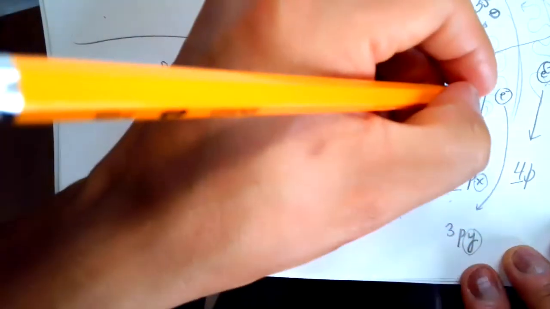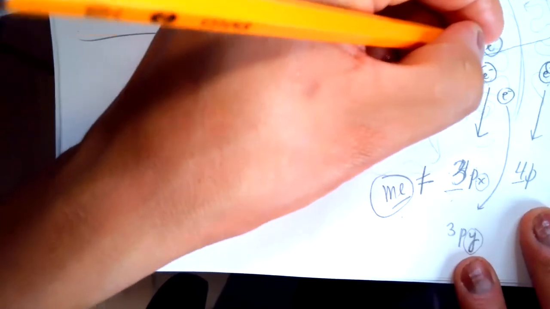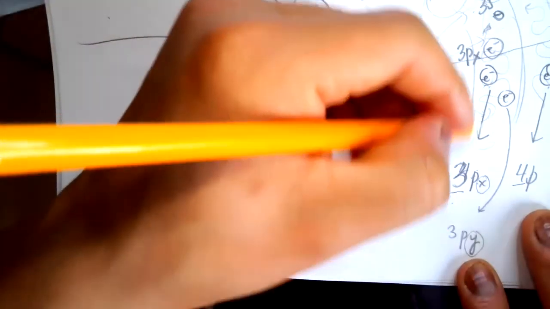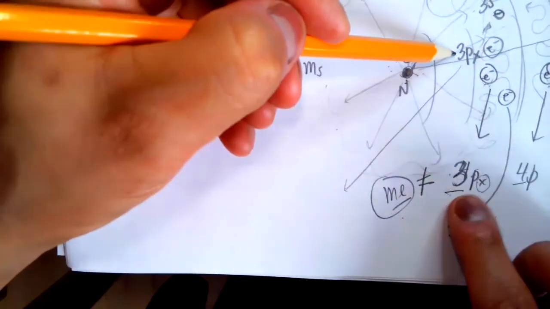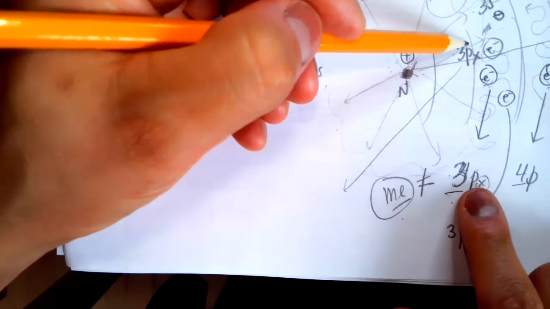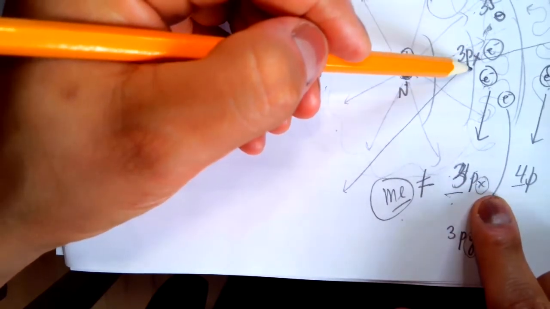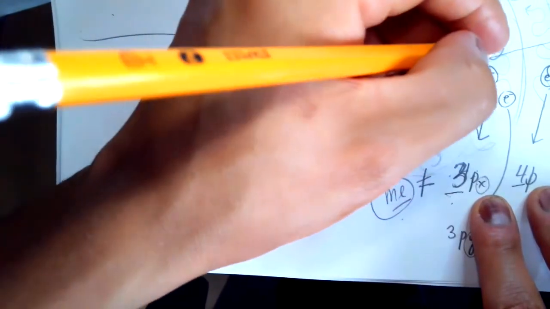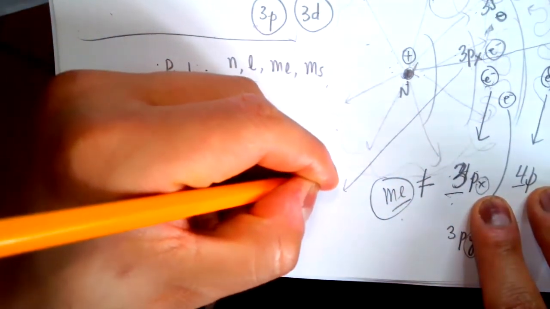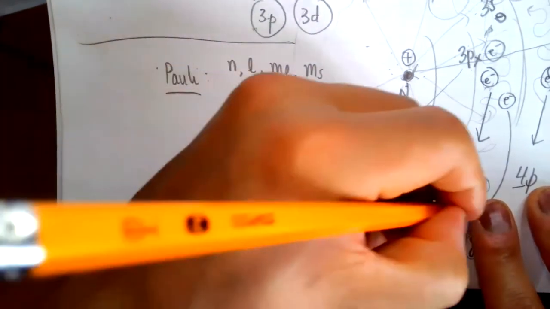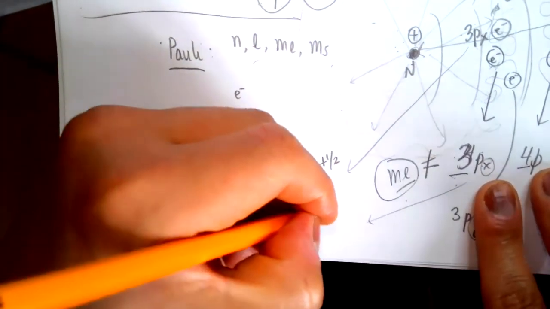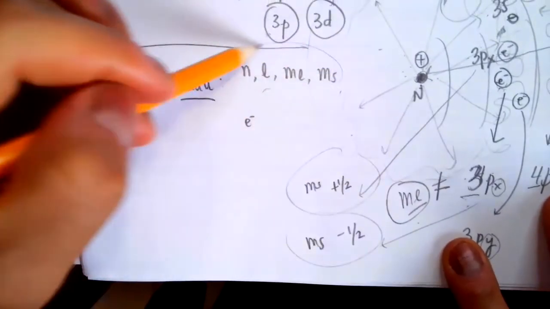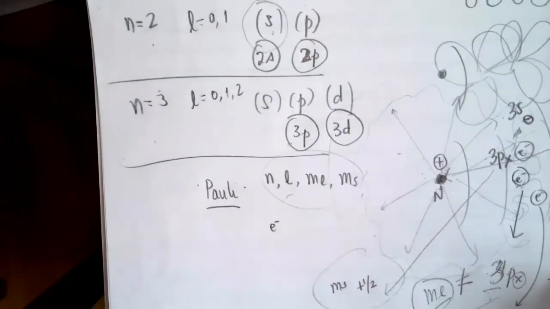What if I have two electrons, another one here, and this also happens to be 3px? What happens now with this electron? Well, they have the same n, the same l, and the same ml. So the only way these two can coexist is that this electron has to be plus 1/2 for the ms, and this one has to be minus 1/2 for the ms, okay? They have to be different in at least one of the quantum numbers.